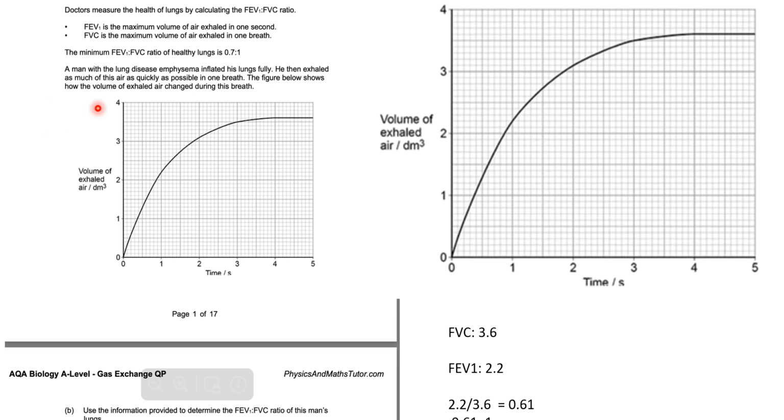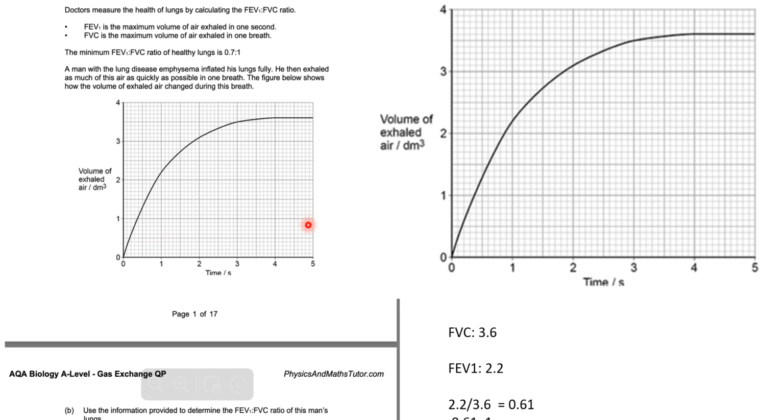Now, the healthy ratio, our minimum ratio, FEV1 to FVC, should be 0.7 to 1. So FVC is the 1 and 0.7 is the FEV1 ratio. That's the minimum for healthy lungs. Now, people who have lung disease like emphysema and so on, they don't meet this ratio. So this is the example here. They're asking you, this patient has a lung disease, emphysema. Can you calculate this ratio, the FEV1 to FVC ratio?